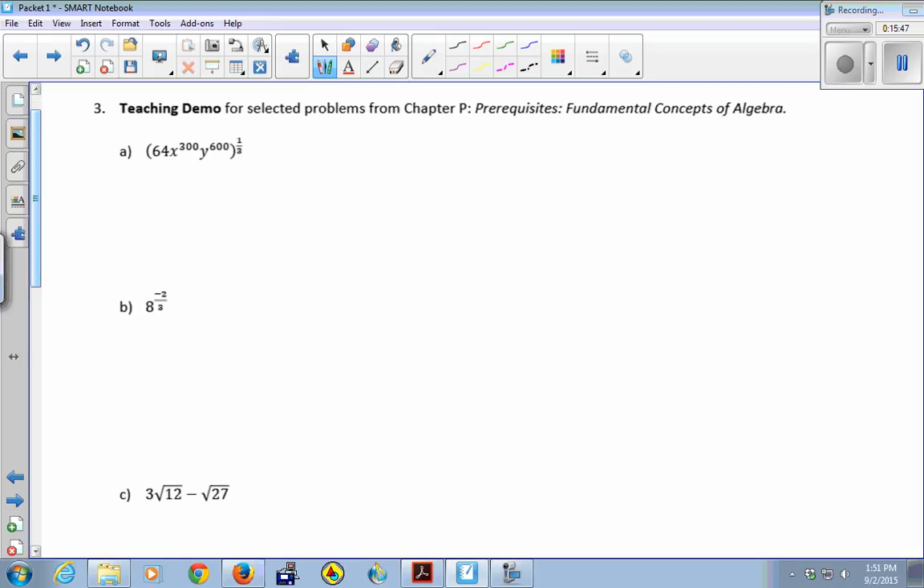Okay, 64 times x to the 300 times y to the 600, all raised to the 1/3 power. All right, so because these are all multiplication, there's times, and times, right? That's multiplication in there. Because it's all multiplication, I can raise each factor in the parentheses to that exponent, right? So this is actually equal to 64 to the 1/3 times x to the 300 to the 1/3 times y to the 600 to the 1/3.